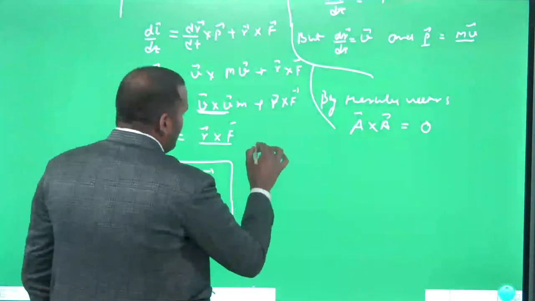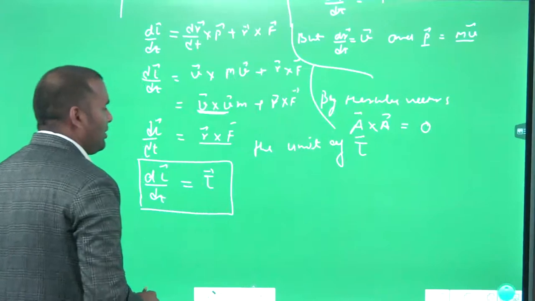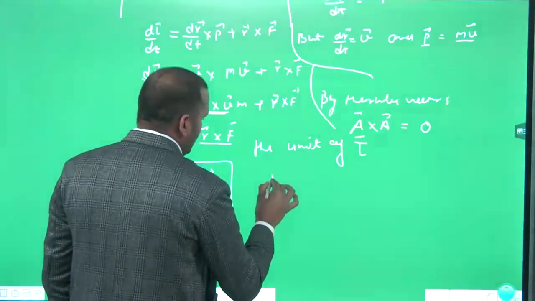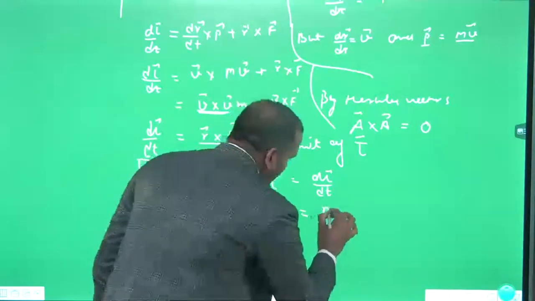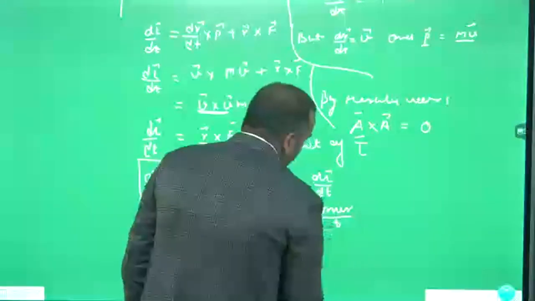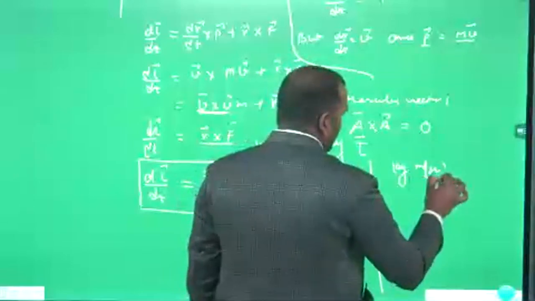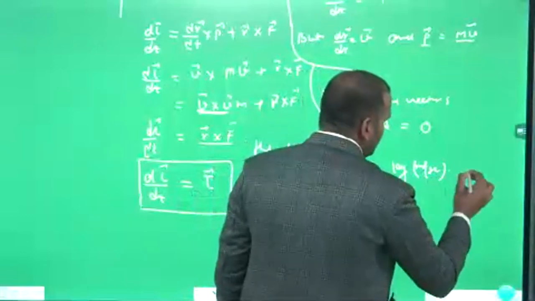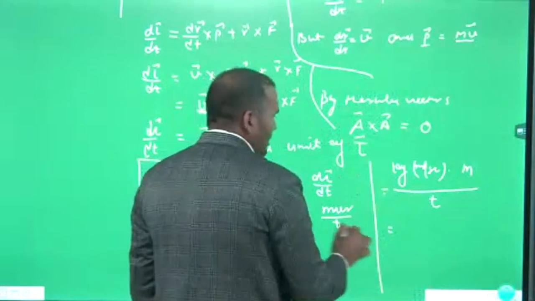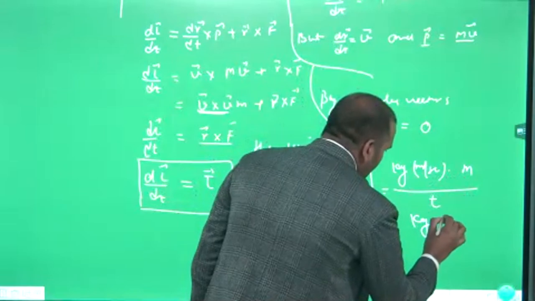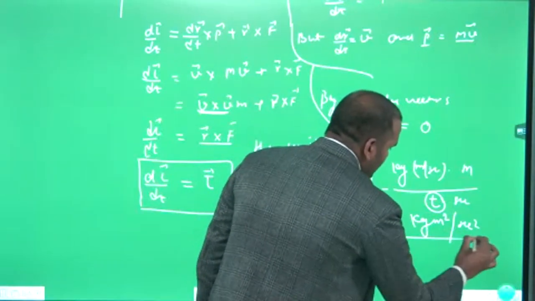Now we find the unit of torque. We know that torque is equal to dL upon dt. Angular momentum is of the form mvr, and time is t. So the unit of m is kilogram, velocity is meter per second, and r is the radius, a distance, so its unit is meter, upon time. Finally we get the unit of torque as kilogram meter square per second square. This is the unit of torque.